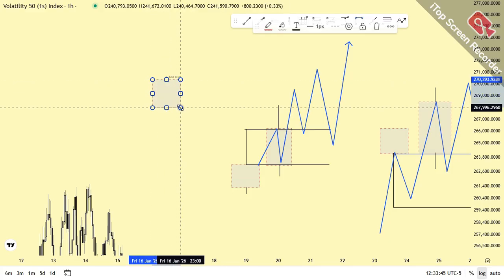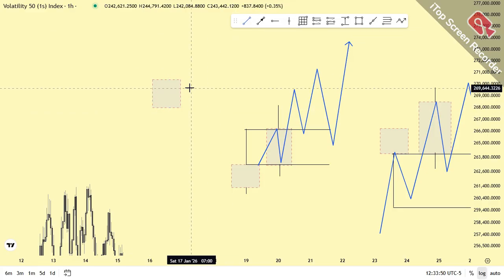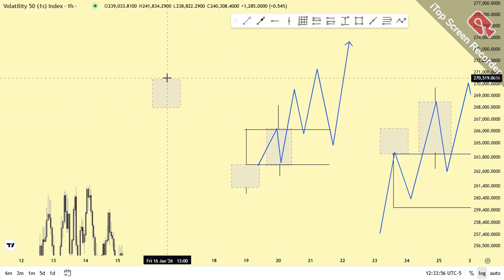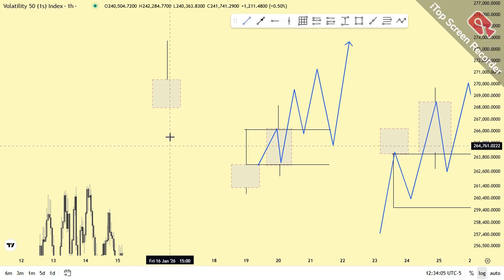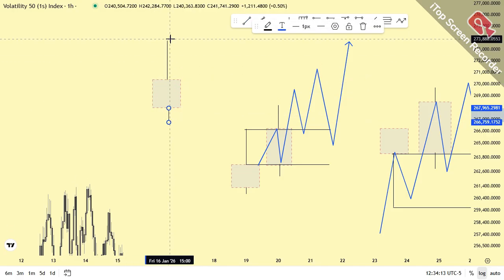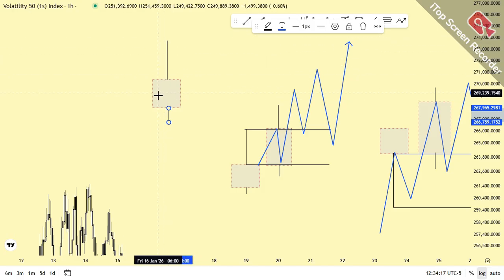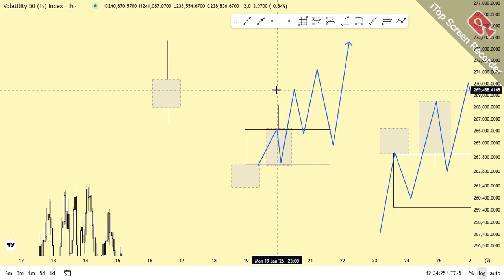So we have open here, closed here, rejection. So the idea is the market opened here and then moved to the upside and came down, created this long wick rejection, and closed down here. We created this low and then closed down here. Okay, that is for this particular scenario.